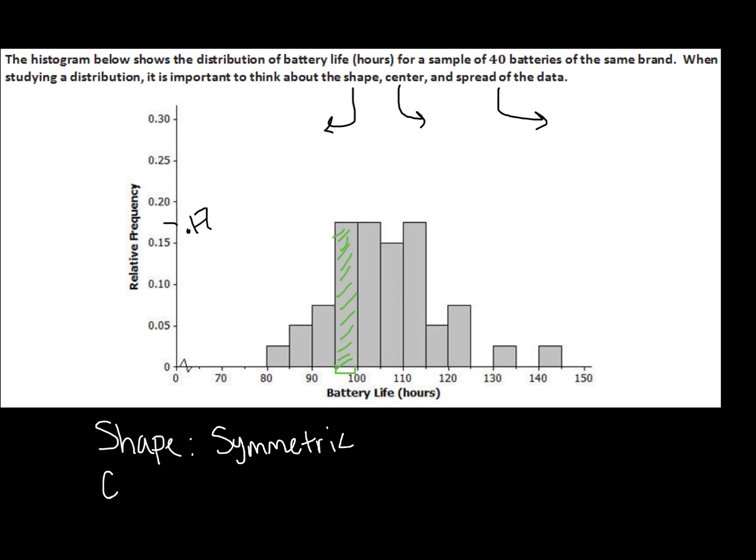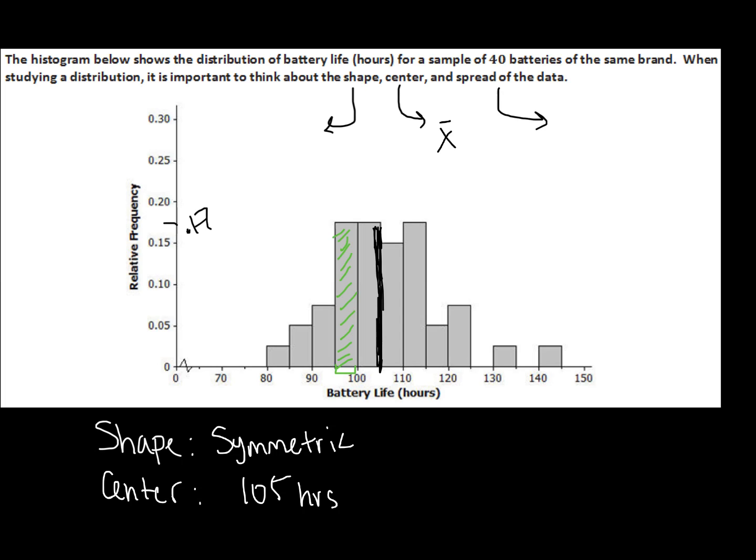Now let's look at the center. Remember, we talked about what represents the center of the data. The center of the data can be best described by the mean. So go ahead and give a good approximation for what the mean should be. If I look at the center of the data, it's pretty clear, I wouldn't say obvious, but pretty clear, that the center lies at about 105. That seems to be a good approximation. So we'll say the center is about 105 hours.